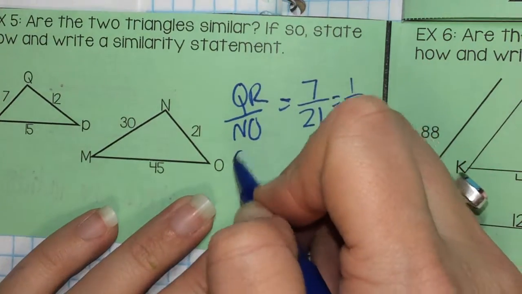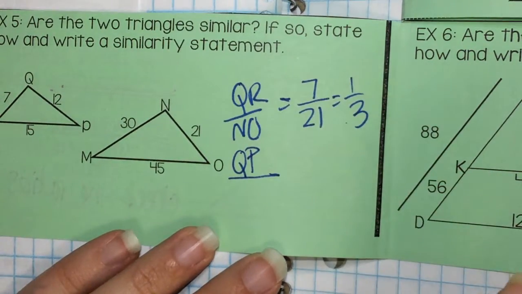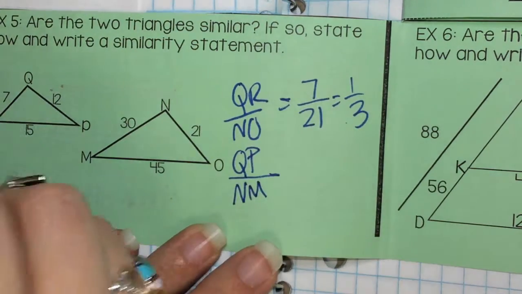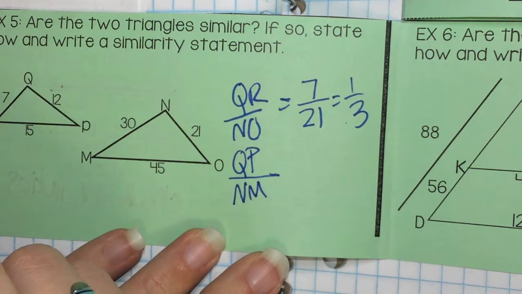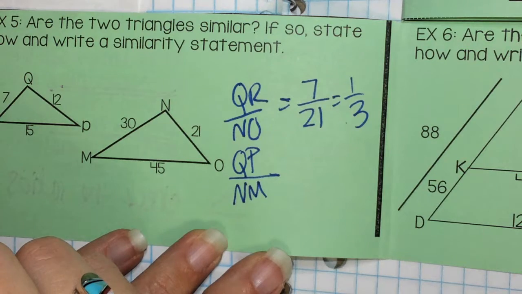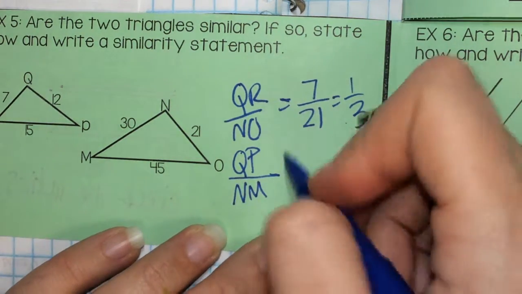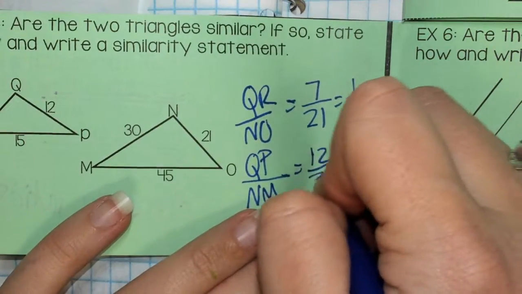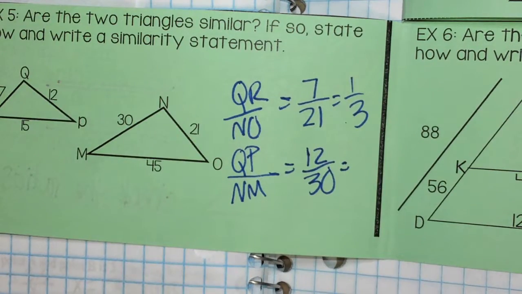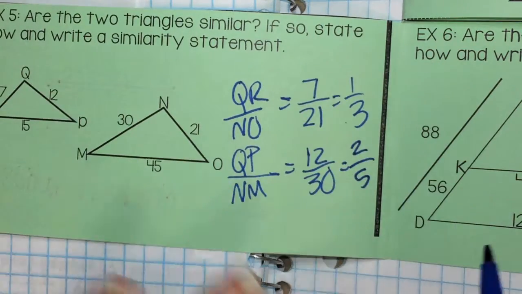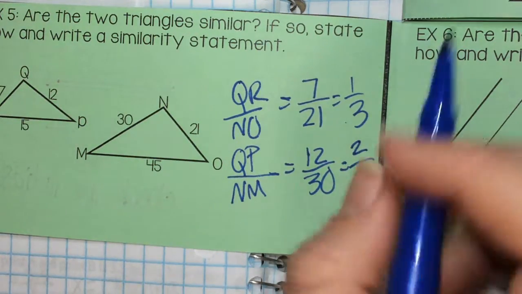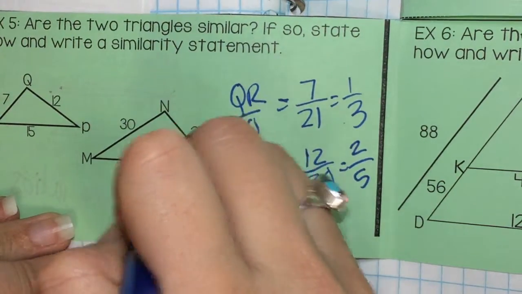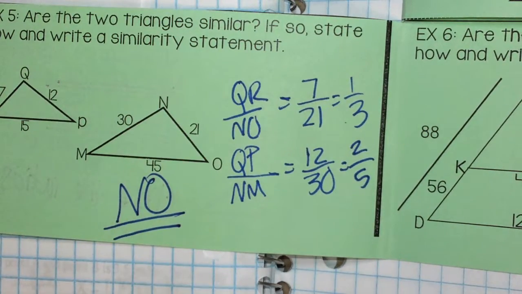All right, now what is QP going to match up with? NM. It's the second smallest one. Look for the second smallest one. And that's 12 divided by 30, which reduces to what? 2/5. Is that the same thing as 1/3? No. Are these two similar? No. So what do we write? Not similar, because they're not similar.